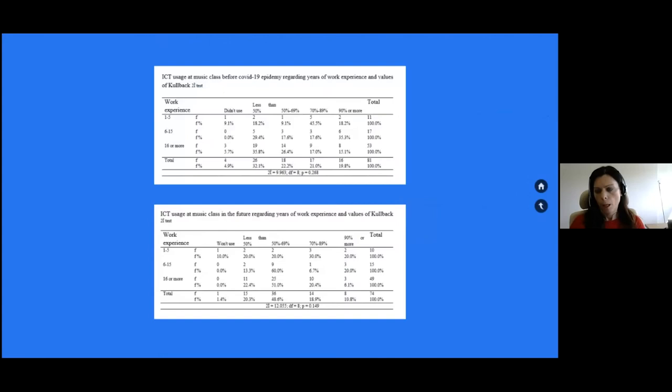Here is also, if anybody would be interested, the differences between years of experience. The difference wasn't statistically significant. So we can see that maybe the less experienced used it a little more, and the more experienced used it a little less. Mira, could you try to conclude?